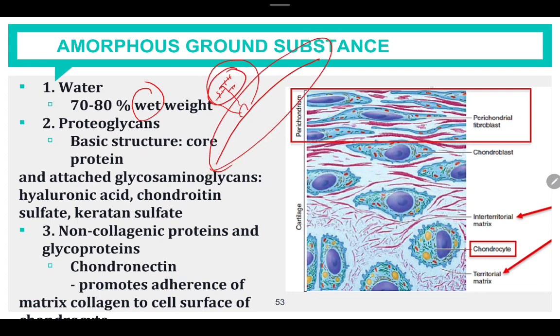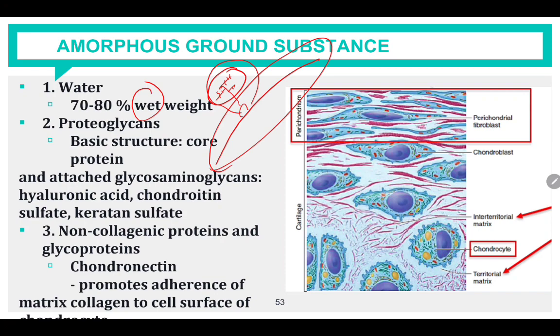Okay? So, ang kanyang mga glycosaminoglycans are your chondroitin sulfate and keratan sulfate. So, tandaan, that is for the cartilage. Meron din tayong tinatawag na number 3 component ng ground substance natin, the non-collagenic proteins and glycoproteins. So, they are non-collagenic. So, example nito is your chondronectin, which promotes adherence of matrix collagen to cell surface. Okay? To cell surfaces of the chondrocyte.